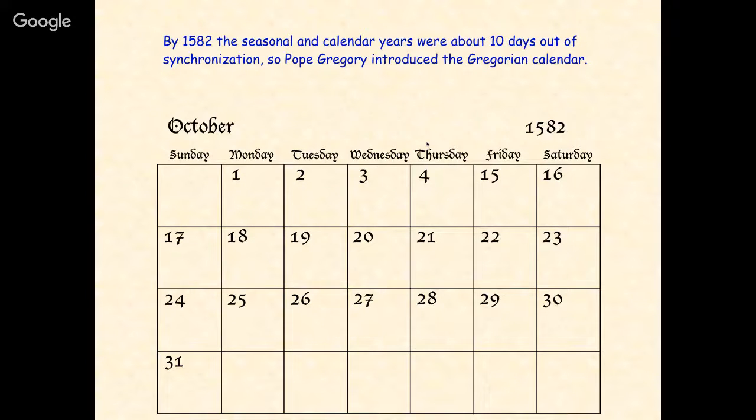I want you to take a close look at this calendar, October 1582. And what do you notice about that? Well, let's see. We have October 1, 2, 3, 4, 15. So his first move is to synchronize the seasonal calendar and the human calendar by chopping 10 days right out of it. This started panic and near riots.